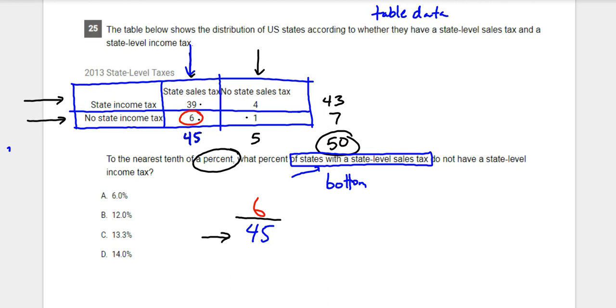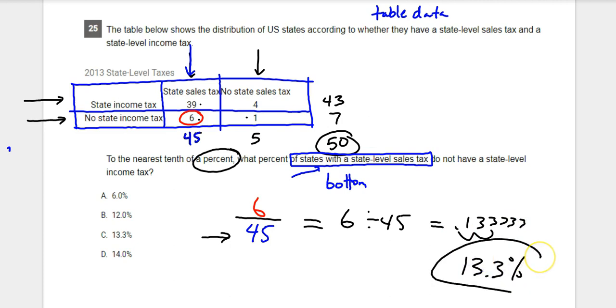And now to find a percentage there, I'm just going to divide that out. I'm going to do 6 divided by 45. Sometimes I might change that to a fraction, but I'm going to go ahead and just crank it out on my calculator. And that's going to be 0.1333 repeating. So moving it 2 places, it looks like 13.3% will be the final answer for that one. So the correct answer is C.